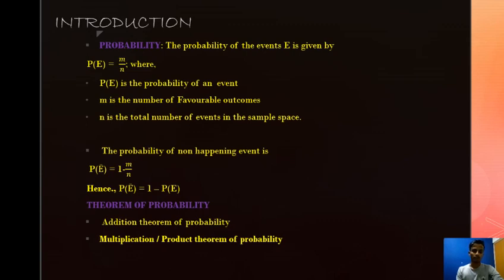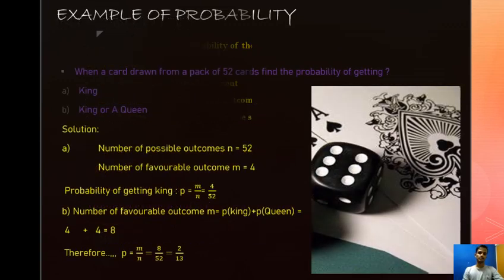Now, there are two types of theorems in this probability, that is the addition theorem of probability and the second one is the multiplication or product theorem of probability. Let's take a small example of probability. When a card is drawn from a pack of 52 cards, find the probability of getting (a) a king, (b) a king or a queen.